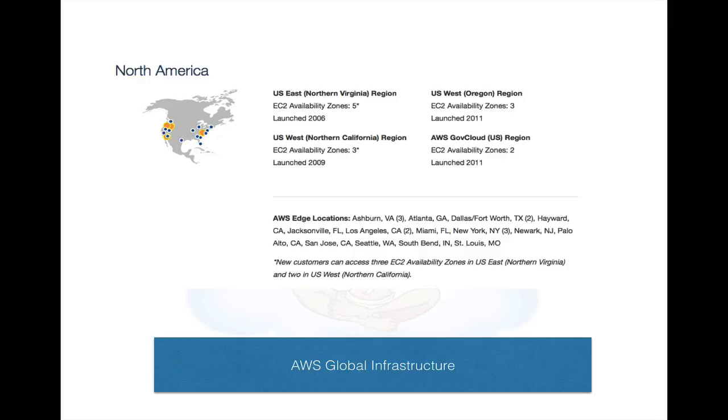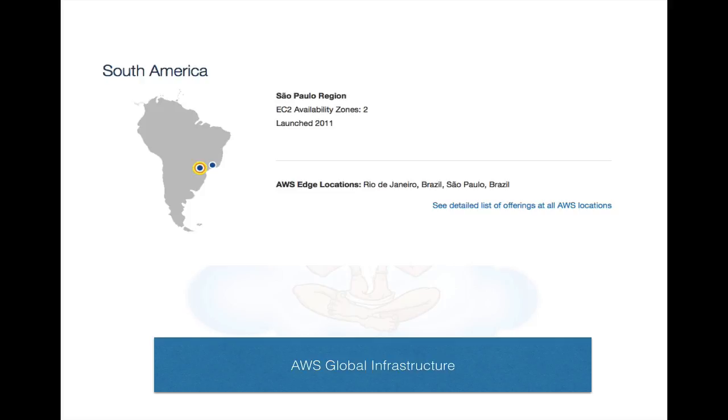We have US West, which sits in Northern California, and that consists of 3 availability zones. We've got US West, which is in Oregon, and that consists of 3 availability zones. And then we've got the AWS GovCloud US, and that contains 2 availability zones. With AWS GovCloud, unless you're a member of the government, you would not be able to use this platform. It is restricted. If we look in South America, there's the Sao Paulo region. That consists of 2 availability zones, and that's currently the only region based in South America.